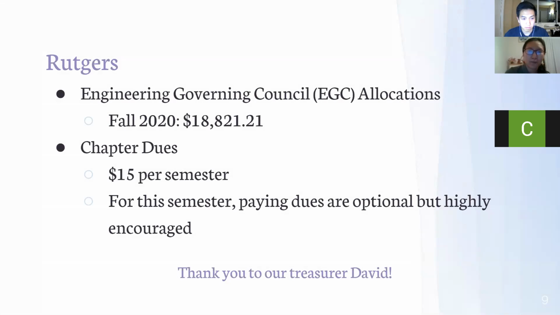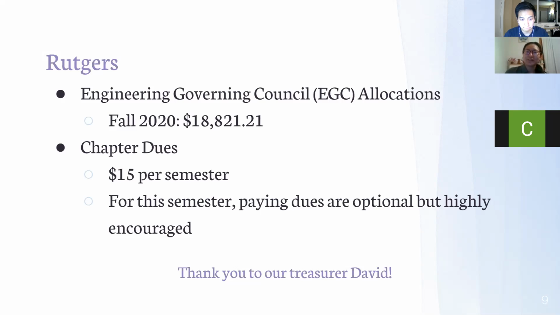So Rutgers. Every year we receive funding from the Engineering Governing Council. EGC provides allocations for all the engineering organizations underneath it, and EWB is one club under EGC. This year, out of, I believe, a $90,000 budget, the Engineering Governing Council has provided EWB with $18,821. This is huge, and we're really happy with this number for this year.